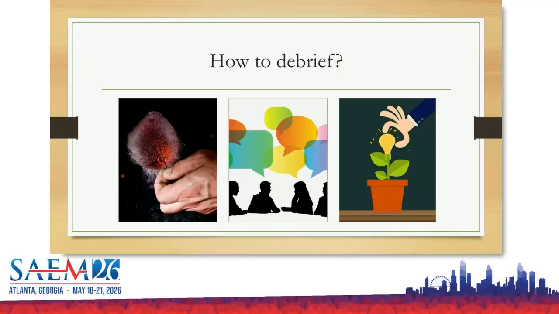So there are three main phases. There's the reactions phase, the analysis phase, and then the summary phase. And once I go through it, you'll understand what these photos mean. Right now it's just kind of random.